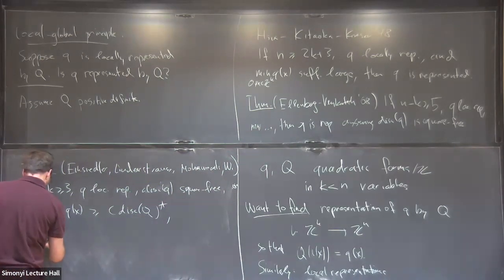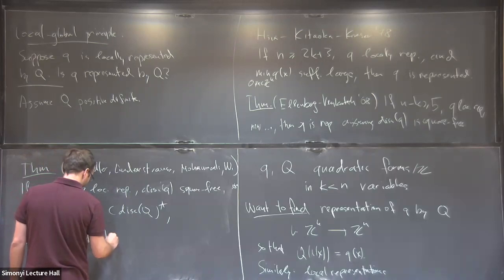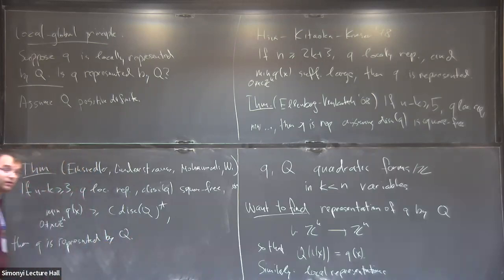And Q is represented. In fact, it's quite a bit finer than what I'm writing here. This is just illustration, essentially. So you also get an asymptotic for the number of representations with an error? Yes. A power saving kind of error.